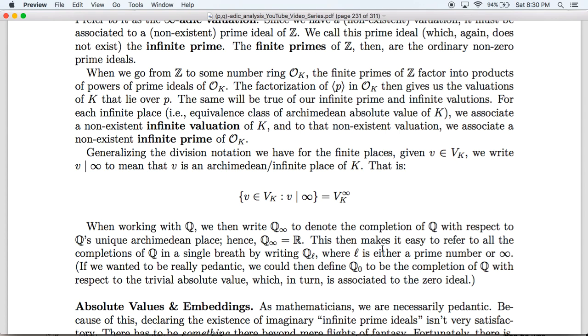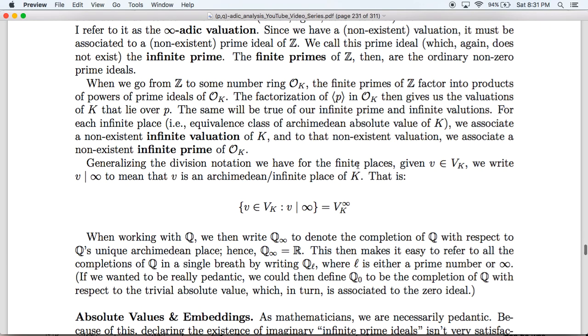Given Q, here are all the possible completions. There's Q itself, which corresponds to the trivial absolute value, which corresponds to the trivial valuation, which corresponds to the 0 ideal. There's the field of p-adics, Q_p, which corresponds to the p-adic absolute value, which corresponds to the p-adic valuation, which corresponds to the prime ideal p of Z. And finally, there's the reals, Q_infinity, which corresponds to the real absolute value, which corresponds to the infinite valuation, which corresponds to the infinite prime.